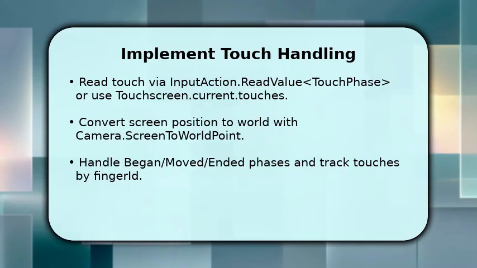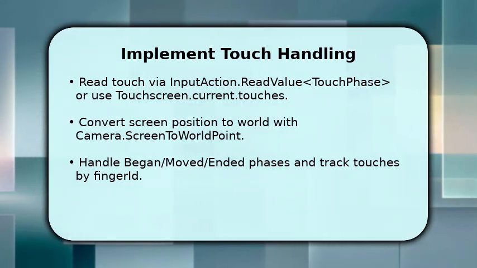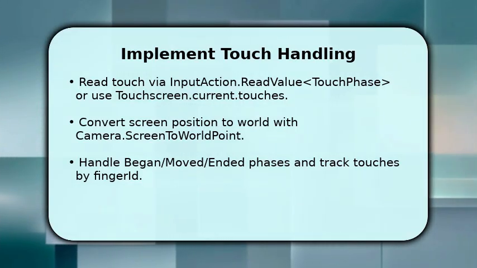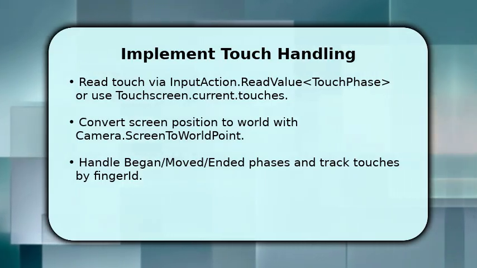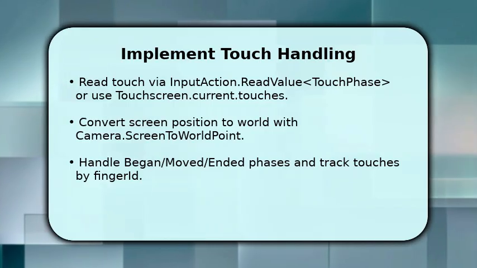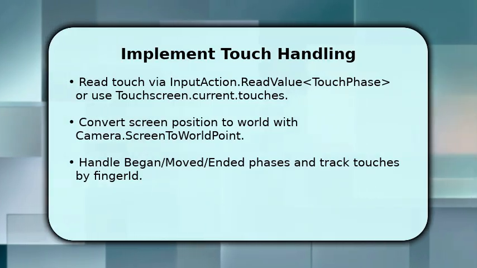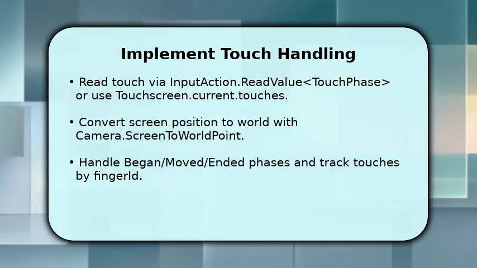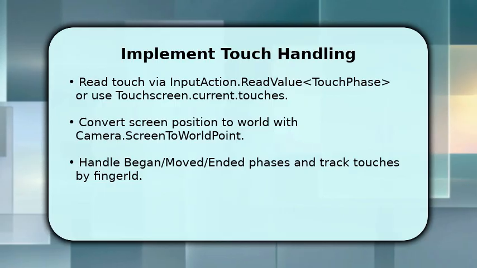Now implement the core touch logic in your script. You'll subscribe to the input action or poll touchscreen.current.touches each frame, use finger ID to distinguish touches. Convert the touch screen position to world coordinates with camera.main.ScreenToWorldPoint so you can move sprites or raycast.